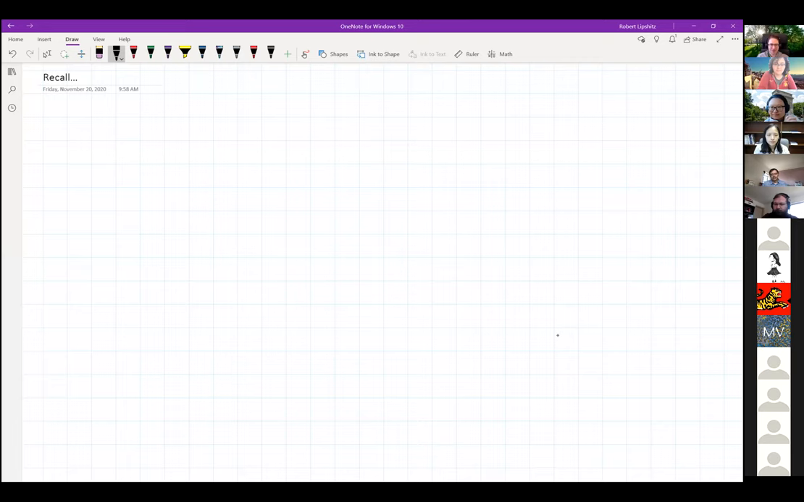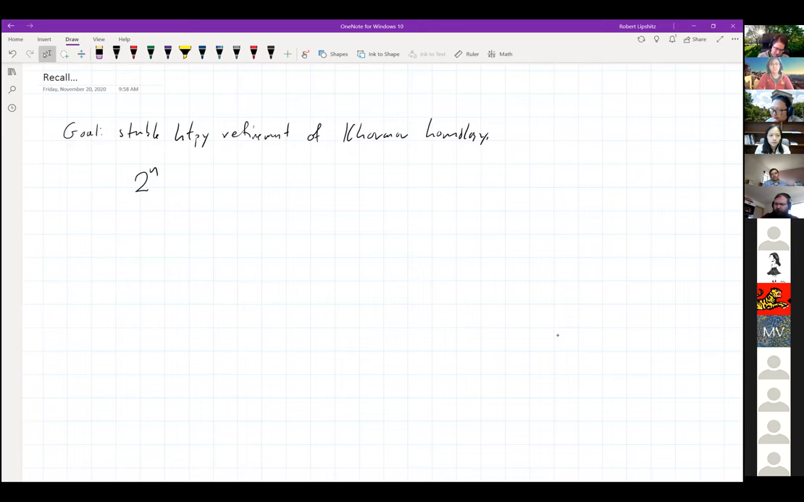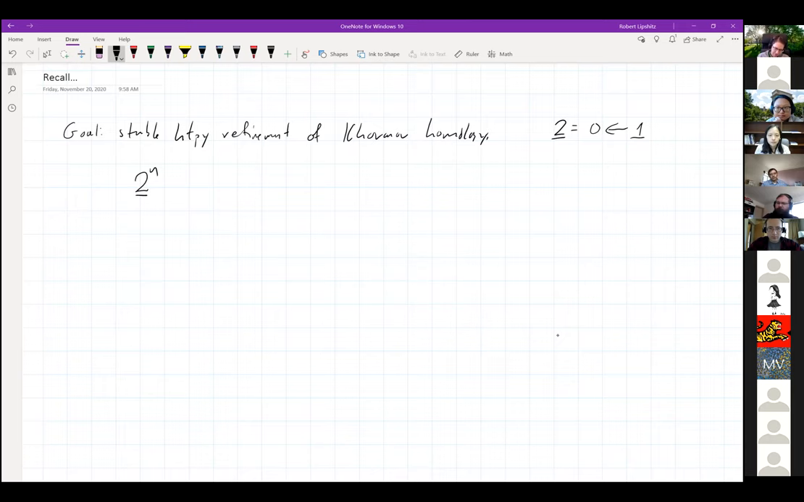So let me just briefly recall where we were, and then I'll tell you the plan for this talk. Our goal was this stable homotopy refinement of Khovanov homology. And we had that in a few steps. So we had this cube category 2, which was two objects and one morphism between them. And we were constructing a functor from 2 to the n, that's just this category taken times itself n times, to the Burnside category of the trivial group, the Burnside category.